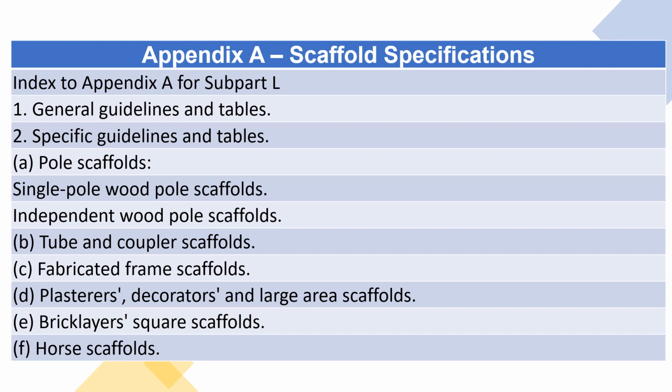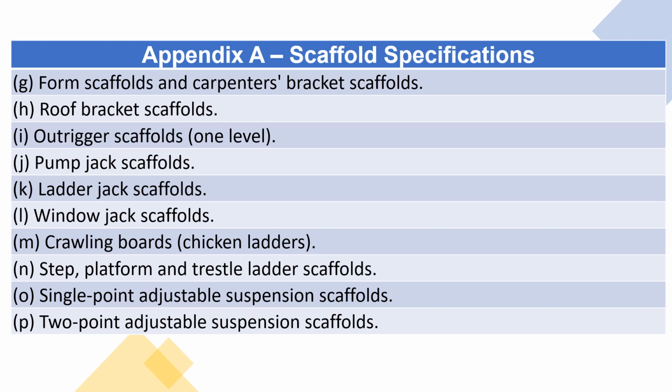1. General Guidelines and Tables. 2. Specific Guidelines and Tables. A. Pole scaffolds. Single pole wood pole scaffolds. Independent wood pole scaffolds. B. Tube and coupler scaffolds. C. Fabricated frame scaffolds. D. Plasterers, decorators, and large area scaffolds. E. Bricklayers square scaffolds. F. Horse scaffolds. G. Form scaffolds and carpenter's bracket scaffolds.